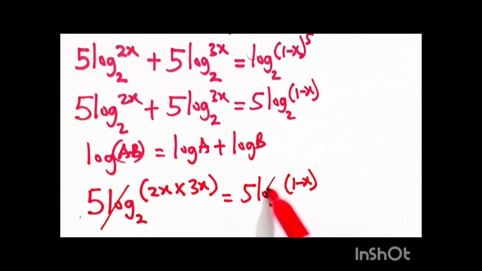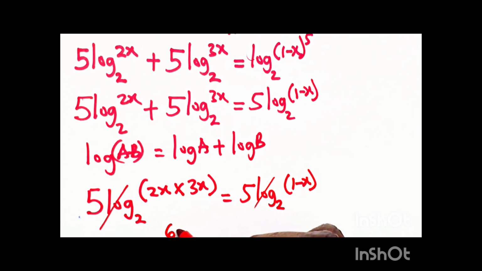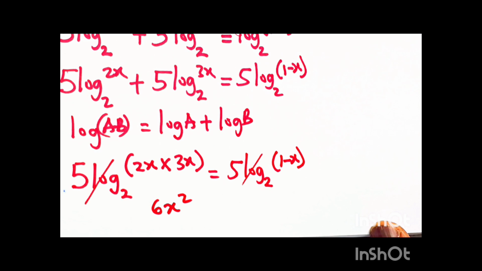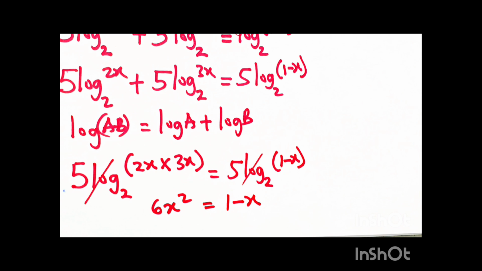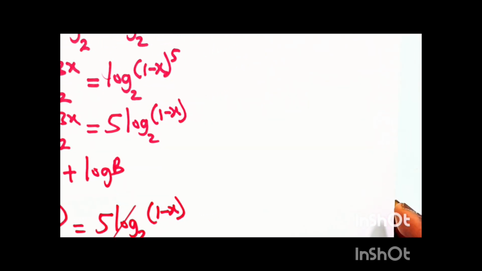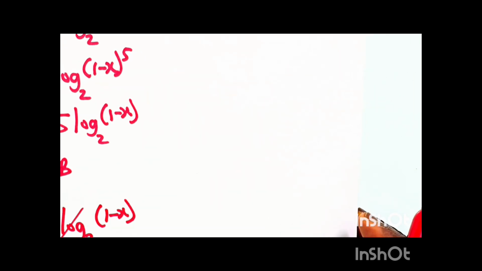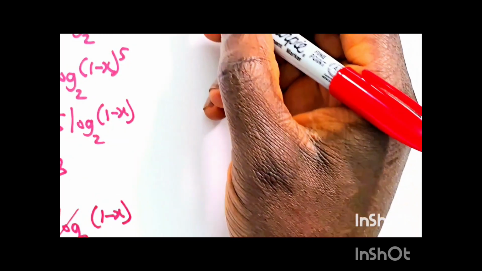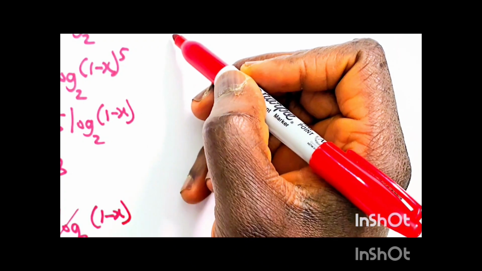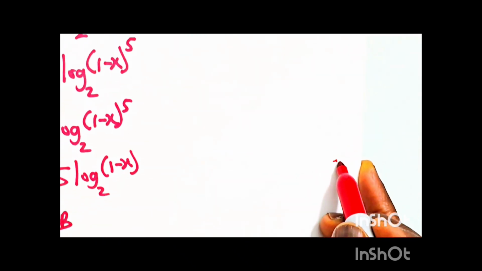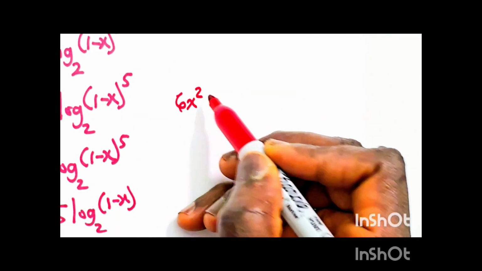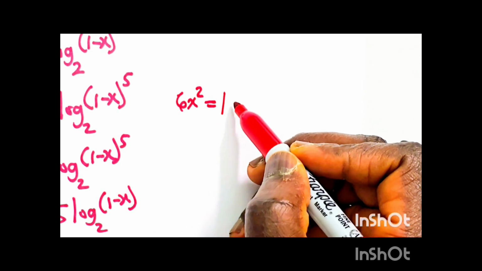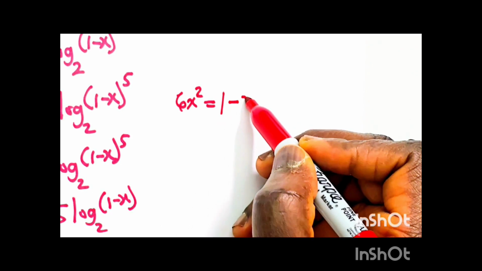So in that way, this can go up, this can go up. So we are now left with 6x squared equal 1 minus x. So we can collect the like terms. And if we do that, that means we're going to have a quadratic equation. Let me just put this one down a little bit. So we're going to have 6x squared equal, I'm writing it, equal 1 minus x.